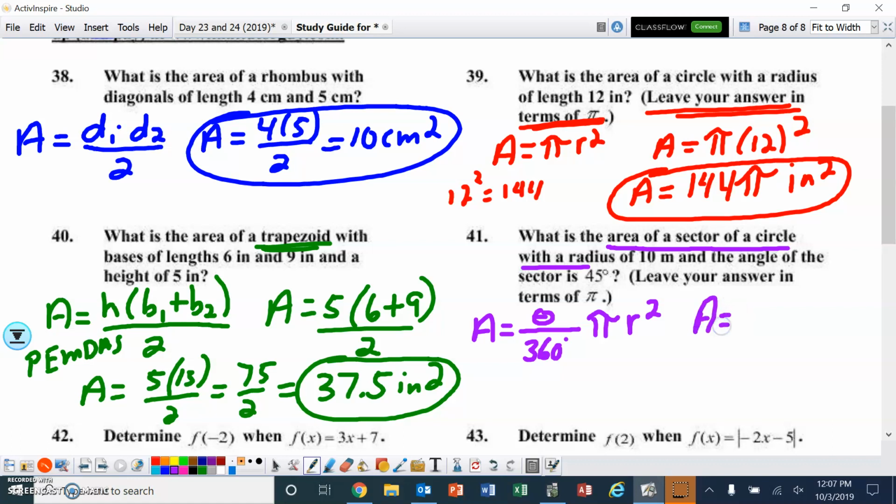So we want to know, for a 45 degree angle, the angle of the sector is 45 degrees. So we're going to go 45 divided by 360 times pi times 10 squared. And again, it says leave pi alone.